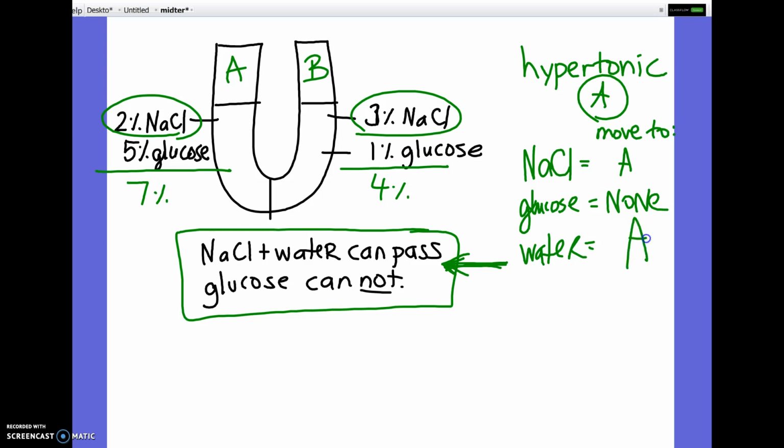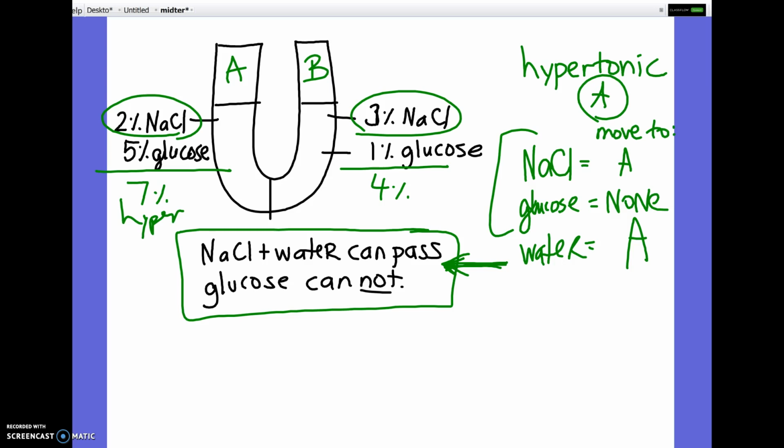So water is going to go also towards A. You will never be given a situation where one of these things moves in a way that's going to change the situation. In other words, this is already the hypertonic side. The fact that that sodium chloride can pass isn't going to change that. It's going to make it even more hypertonic. Yes. So, basically the hypertonic question is also going to answer with water.